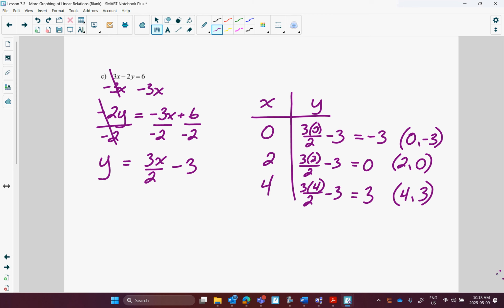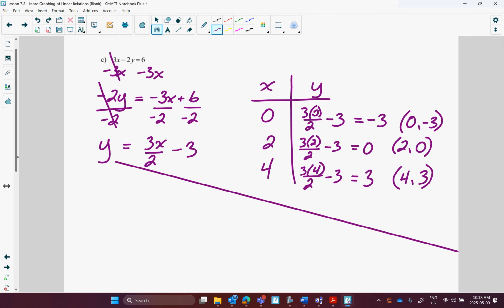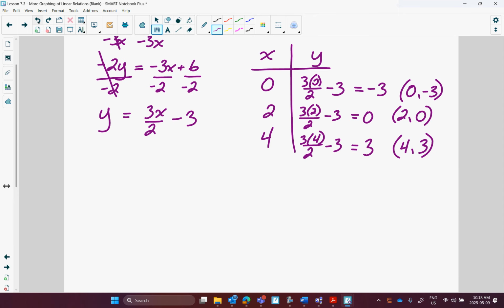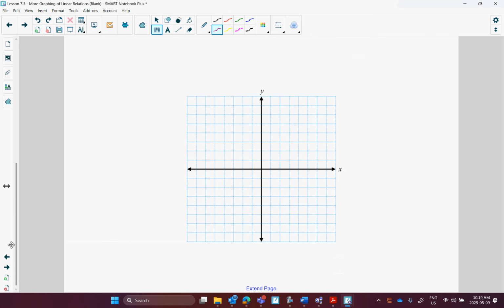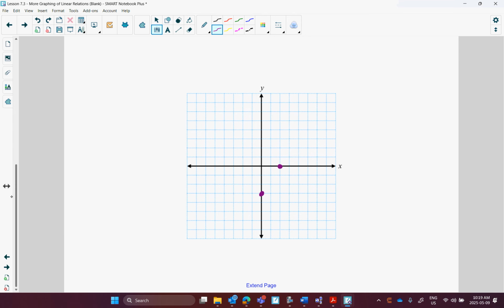Excellent. Now plot and graph, and draw a line through the points. So 0, negative 3 is here. 2 comma 0 is here. It's the last one, 4 comma 3. 4 comma 3 is here.